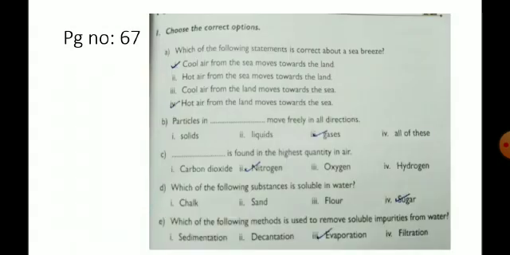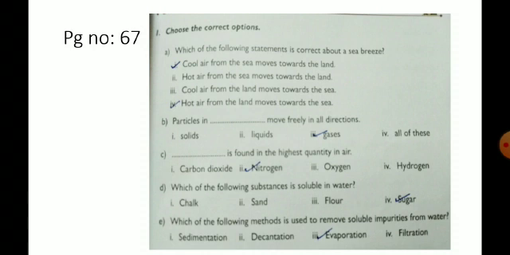One more exercise. Exercise A, page number 67. Choose the correct option. Which of the following statements is correct about a sea breeze? Cool air from the sea moves towards the land. Hot air from the land moves towards the sea. Particles in gases move freely in all directions. Nitrogen is found in the highest quantity in air.